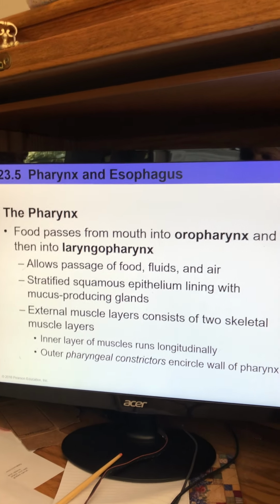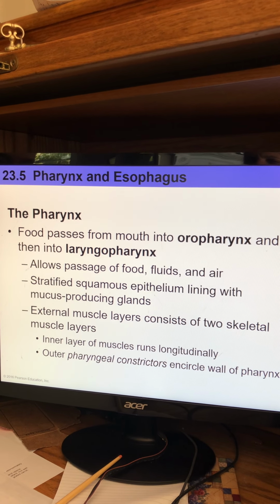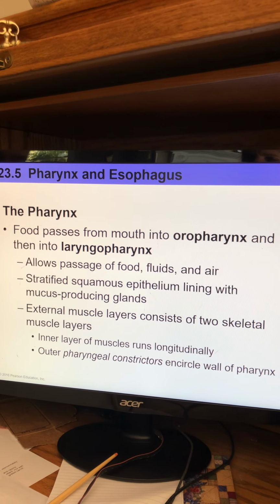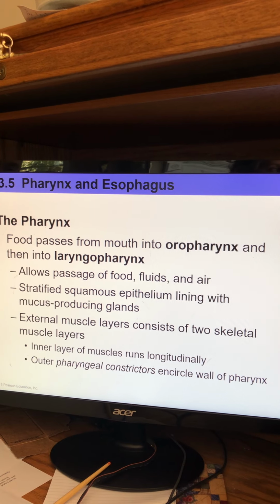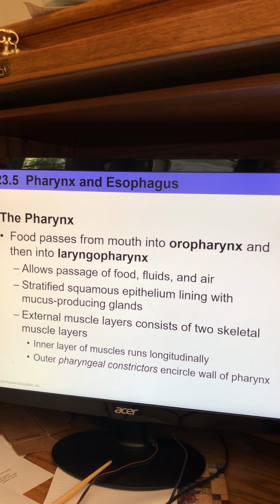So we got the food in our mouth, we chewed it, we got it moist with the salivary glands, saliva, we made a bolus, and then once it gets to the back of our throat, it is going to go from your oral cavity into your oropharynx and then into the laryngopharynx.